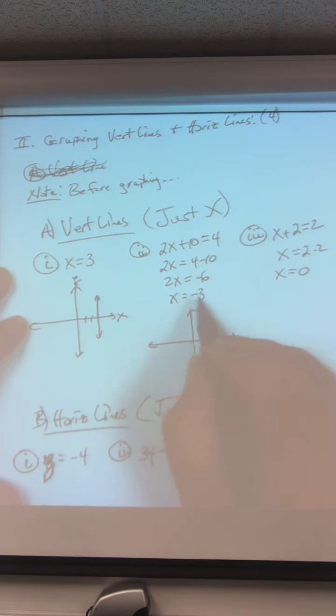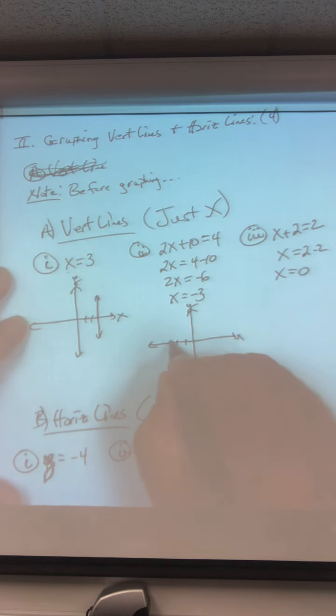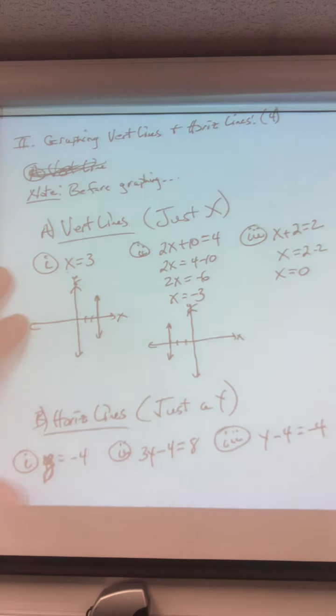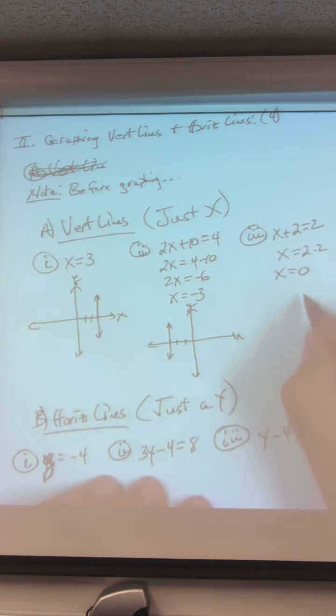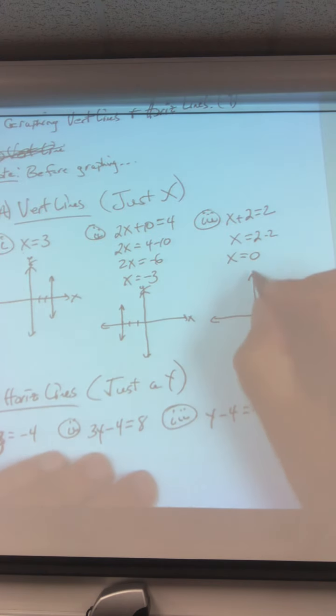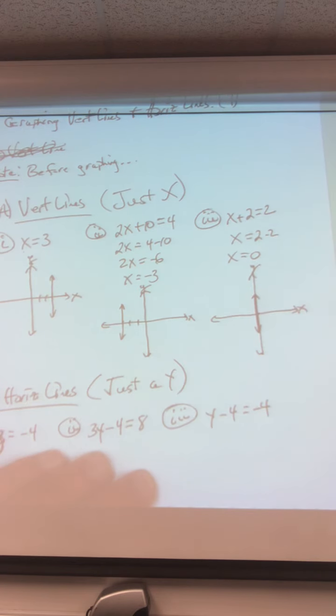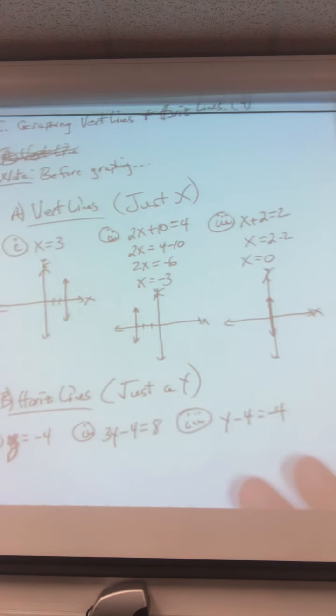Graph x equals -3, vertical line. This is my x-axis, this is my y-axis. So come over to where x is -3, draw a vertical line. And then this last one, graph x equals 0, goes through the origin. It's just a vertical line, so it's a vertical line that sits on top of the y-axis.